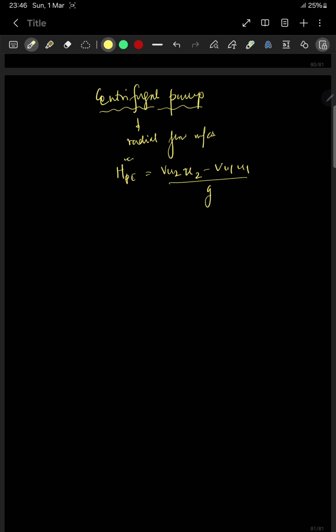Now this can be maximum if this is 0, which means Vu1 has to be 0, since U1 cannot be 0. This is the velocity triangle at the inlet. This is V2, this is Vu2, this has to be 0, which means the fluid has to enter the pump radially, right?